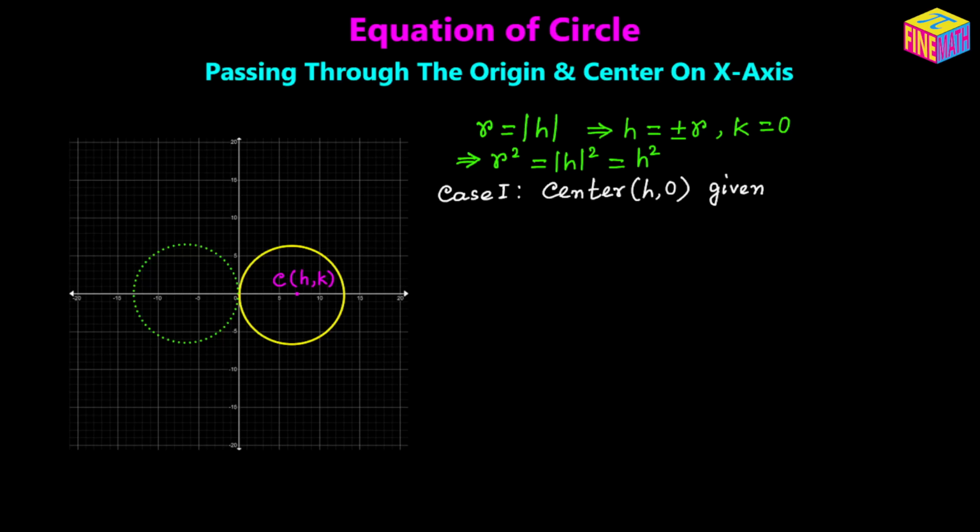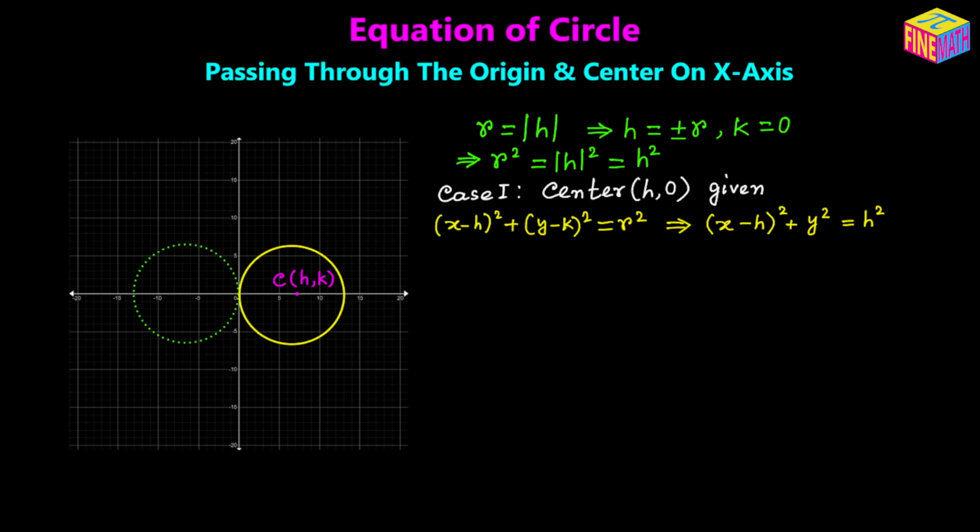Let's suppose we have been told that the center of the circle is located at h, 0, and from here we have to find out the equation of the circle. Well, we can begin with the fundamental equation of circle, which is x minus h whole squared plus y minus k whole squared is equal to r squared. And then if we plug in the values of h and k, we are going to get the equation like this: x minus h whole squared plus y minus 0 whole squared is equal to h squared. And if I slightly modify this, let me remove that minus 0 thing there. So we can write the equation like this: x minus h whole squared plus y squared is equal to h squared. And that will be the equation of this circle.